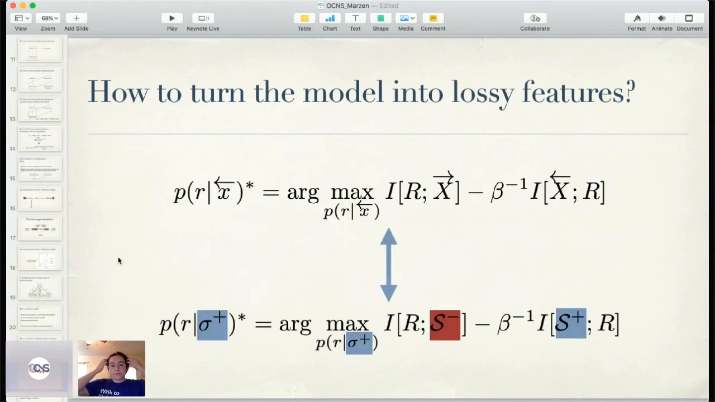So our lossy representation used to be that we wanted to find the conditional probability distribution of this representation R given the past, such that we would maximize the information it retained about the future, minus the Lagrange multiplier times the information it retained about the past. Okay, that's the top line right there. And we've already talked about it, that's the thing we want to solve. So basically what this theorem does is it takes the future and replaces it by this other variable, this reverse time causal state. It takes the past and it replaces it by this other variable called a forward time causal state.